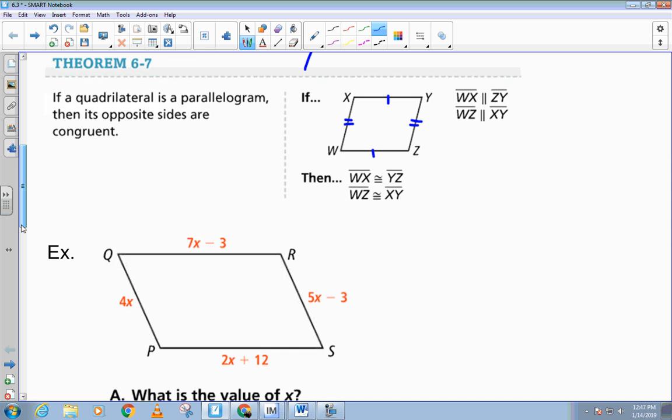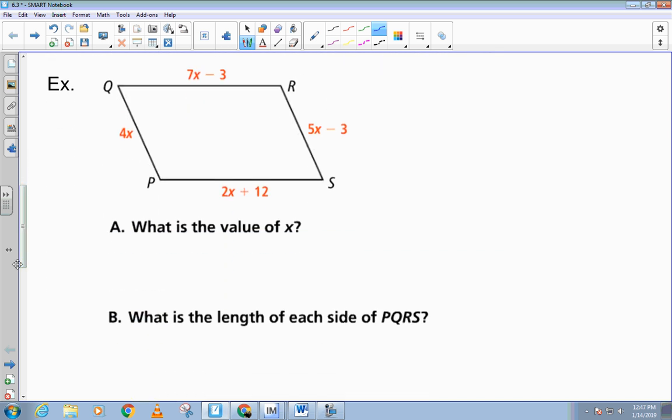So with that said, given this problem, if I want to find the value of x, what would I do? You're going to take the fact that these two are congruent. So I would take 7x minus 3 equals 2x plus 12. That gives me 5x equals 15. Divide both sides by 5, and x is 3.